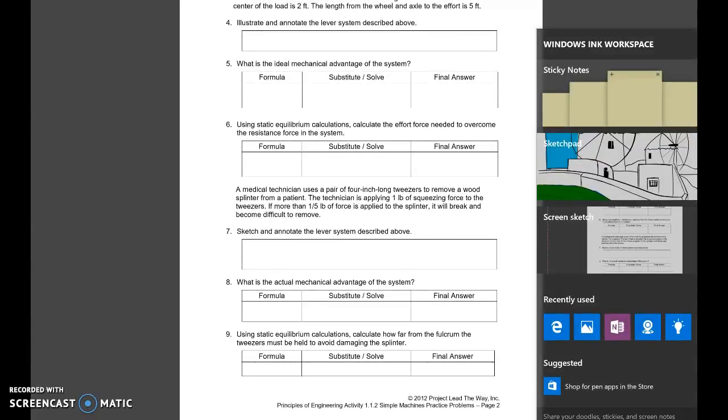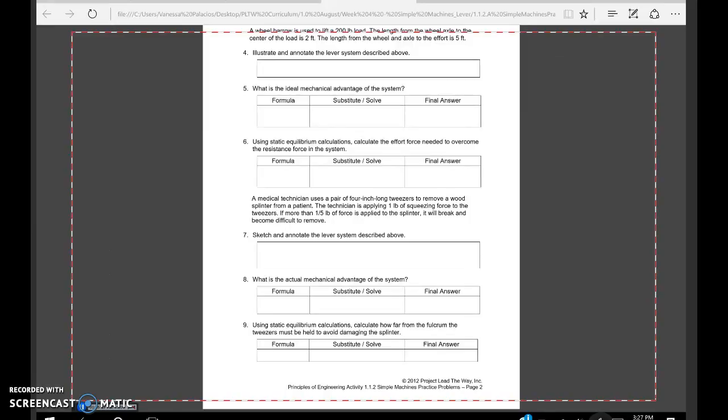All right, the last problem is about a pair of 4-inch long tweezers. The tweezers are used to remove a wood splinter from a patient. Okay, so let's draw a pair of tweezers here.